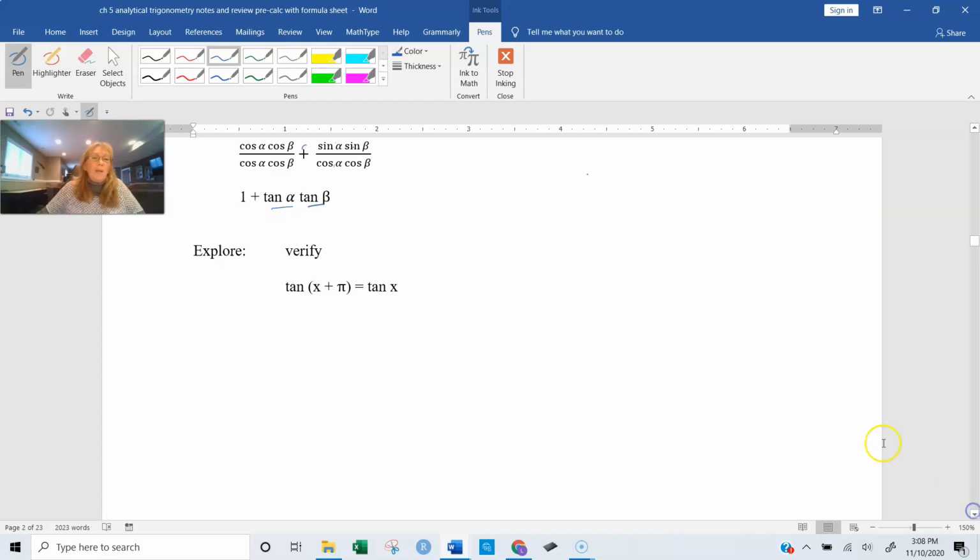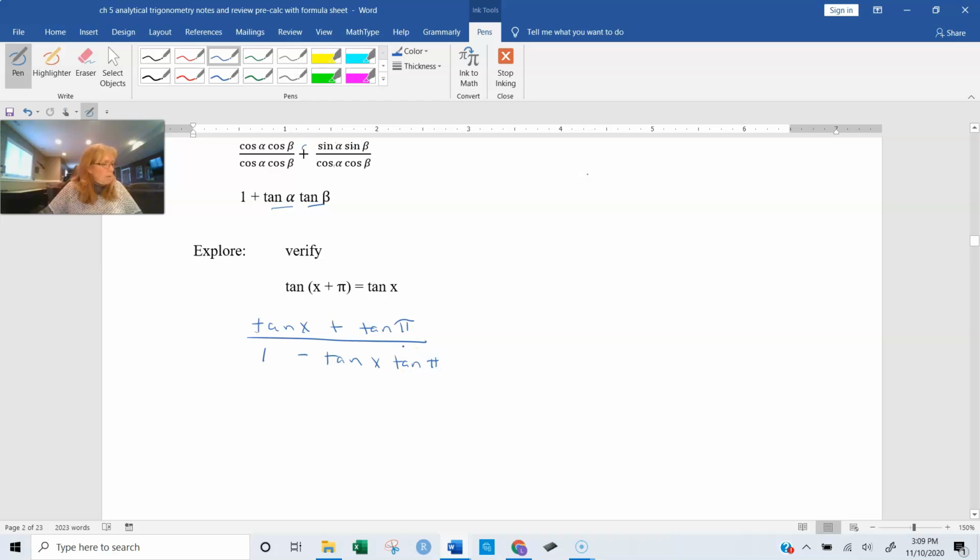You have to prove to me that the tan of x plus pi equals the tan of x. All right, pause. Remember, you're using your addition identity or your sum. So you should have started off with the tan of x plus the tan of pi all over 1 minus tan x times tan pi.